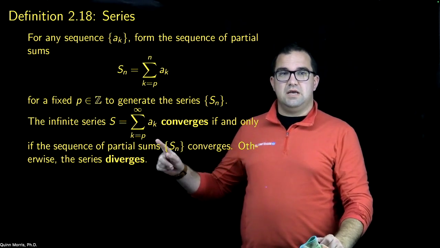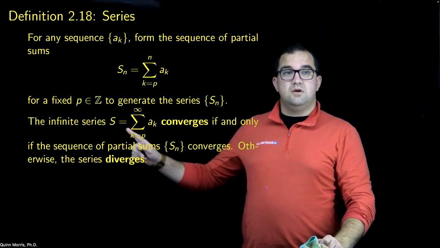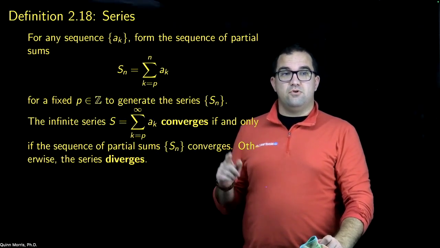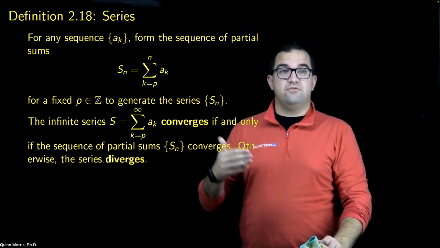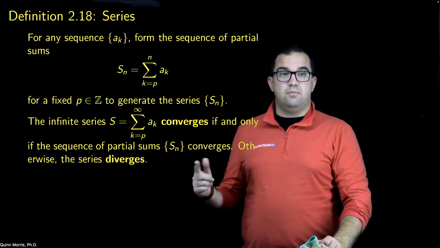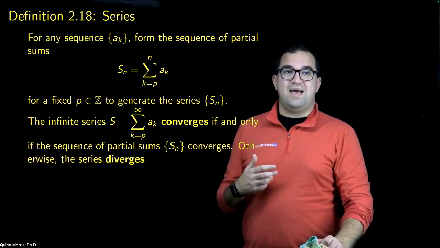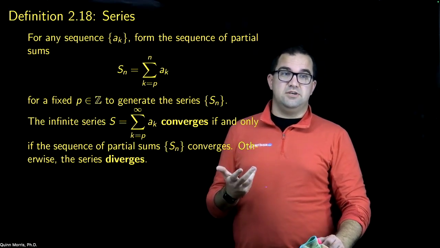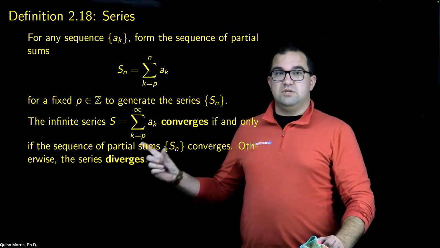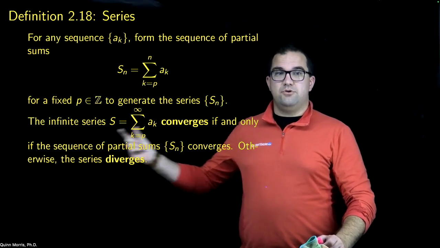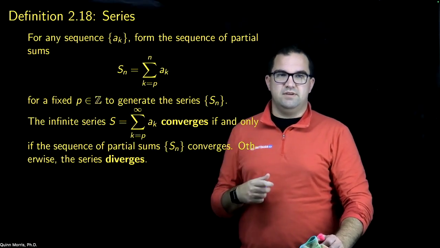If this series converges, this value S that it converges to, so whatever the sequence of partial sums converges to, we call that the sum of the infinite series, right? So once we know it converges to some value, we call that value the sum of the infinite series.